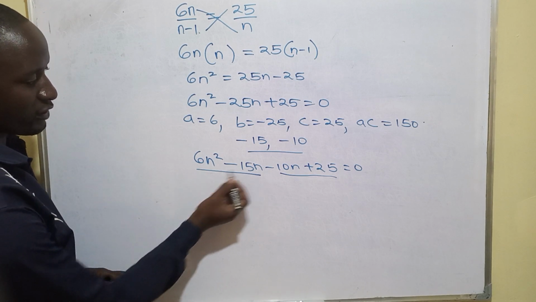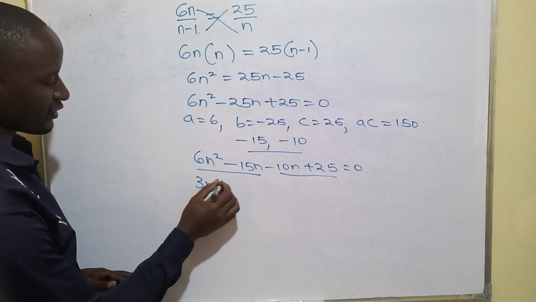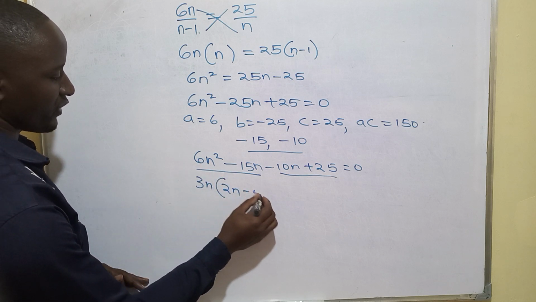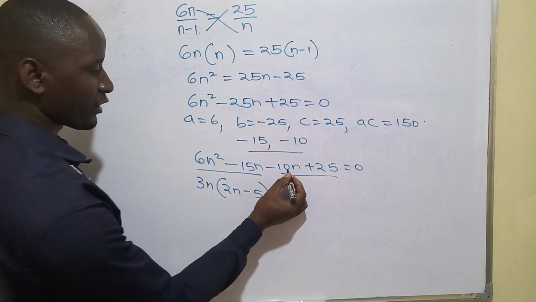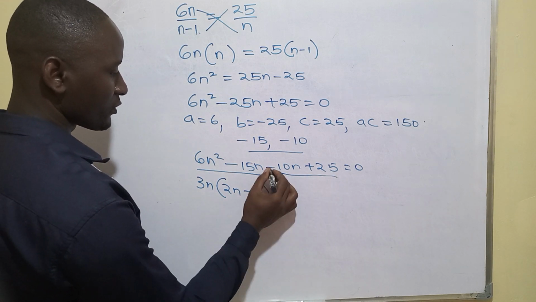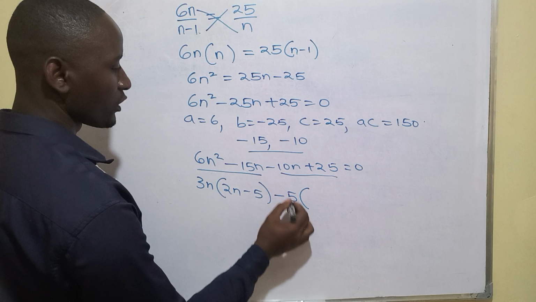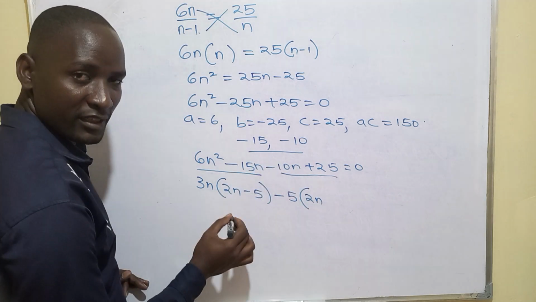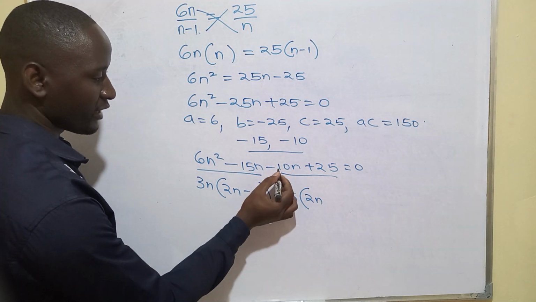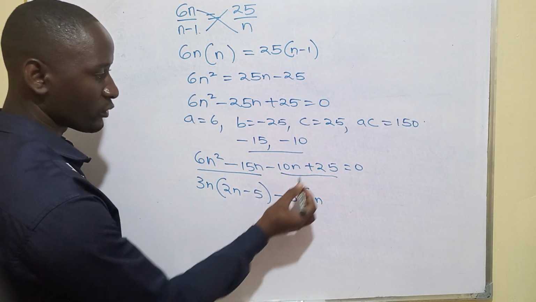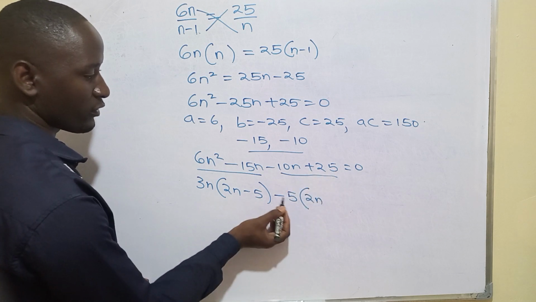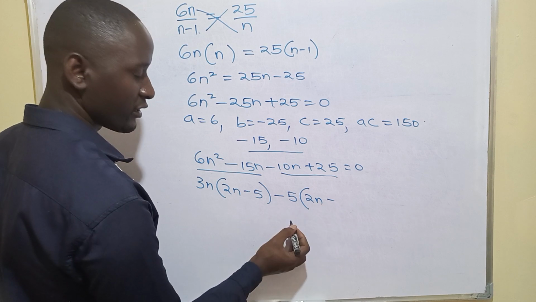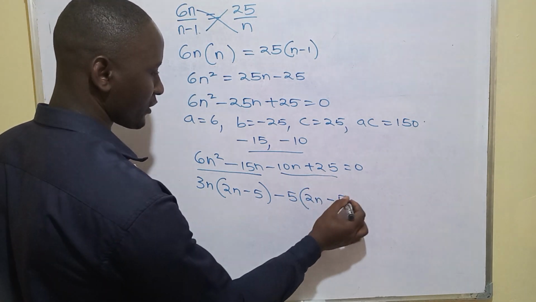If you are keen, you'll realize the common term here is 3n. So this one will be 3n into 2n minus 5. Here the common term is 5. So this will be minus 5 into 2n. Remember this was negative 10n. So the moment you factor out negative 5, that changes sign to positive. Automatically, if this was positive 25 and you factored out a negative number, then this changes sign to negative, and 5 goes there 5 times.